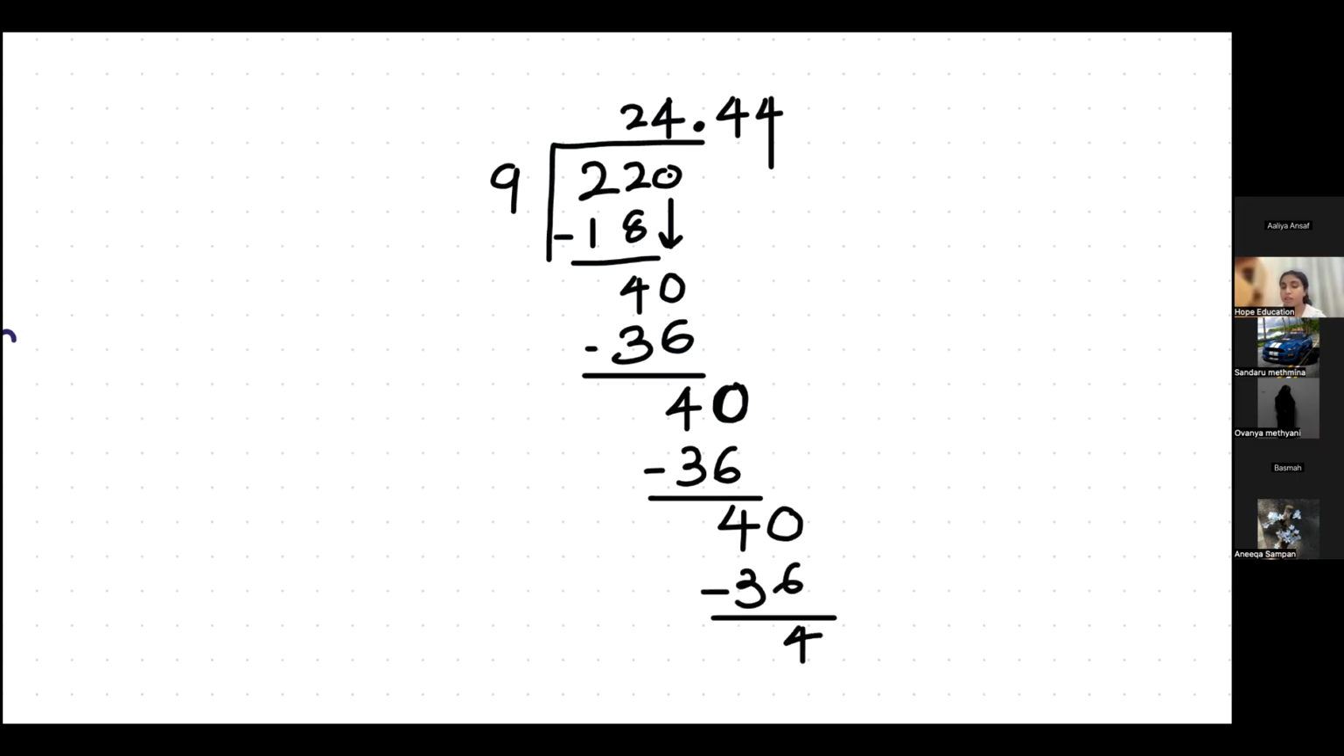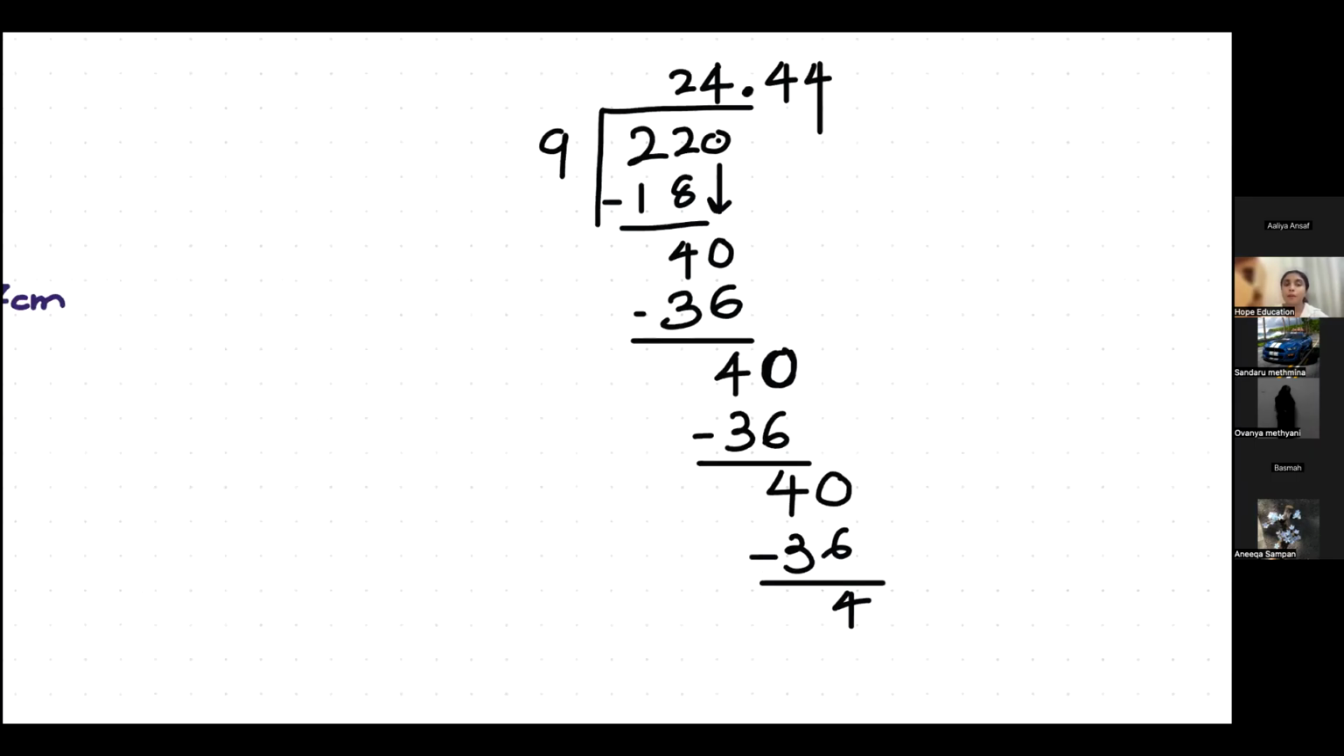Now this remainder 4 seems to continue on and on, so we stop here. It's just 24.4 or 24.44. Sashali, is it clear? All right.